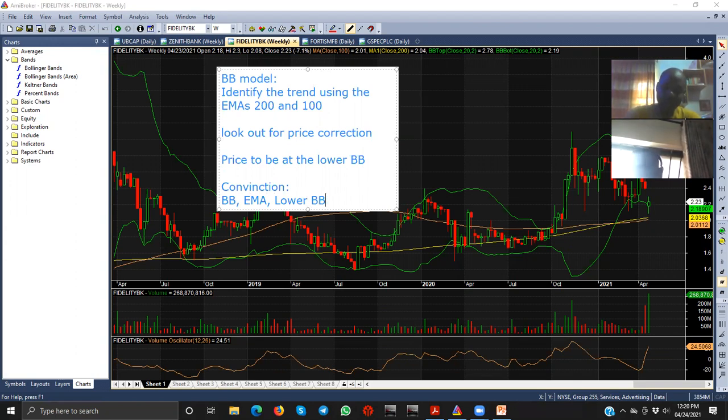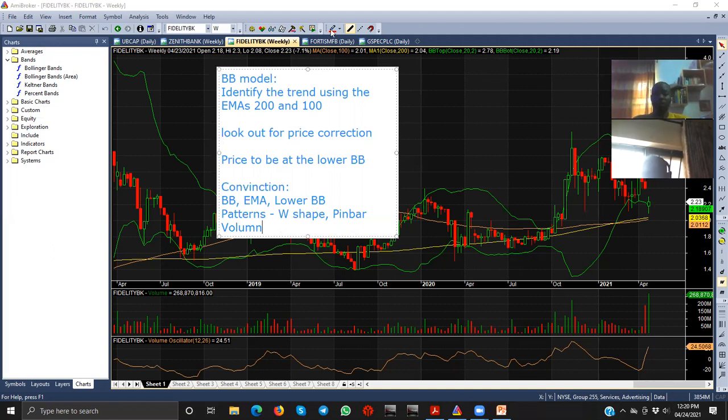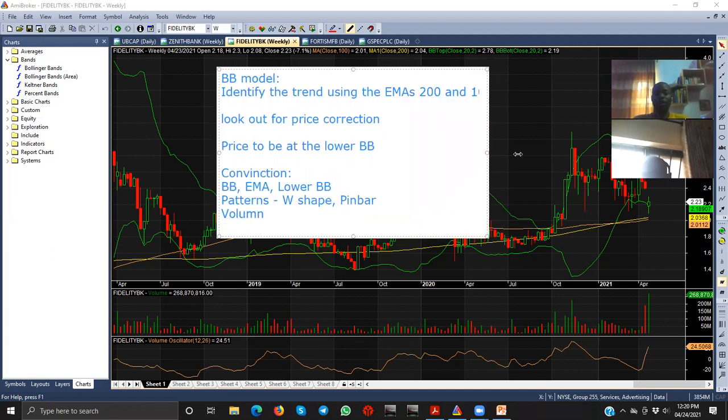The three align. Then additional conviction is we want to see patterns like the W shape, a pin bar, or a hammer. Then further conviction is when you have volume. Now, let me start explaining this one by one so that you have an idea.